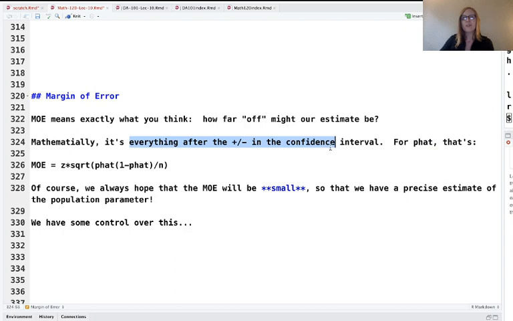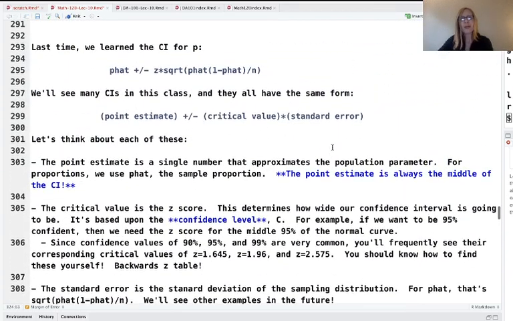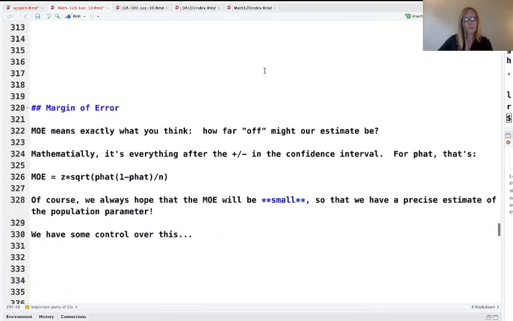Mathematically, the margin of error is just everything after the plus or minus. Let me just scroll up to show you really quickly. Remember our formula here. This stuff, I'm highlighting it right now. That's the margin of error. Everything after the plus or minus. We'll see lots of different confidence intervals, but it's always the stuff after the plus or minus, so it's easy to find. And here, just to be super clear, for proportions, the margin of error is this stuff that I've got highlighted, z, the critical value, times square root p hat, 1 minus p hat all over n.